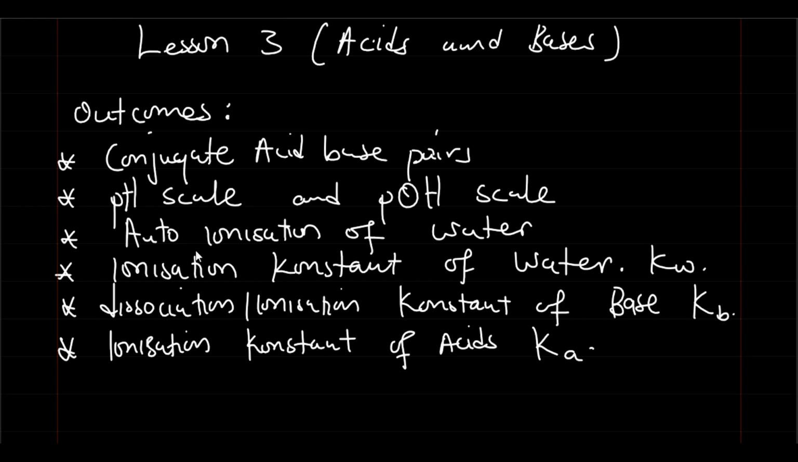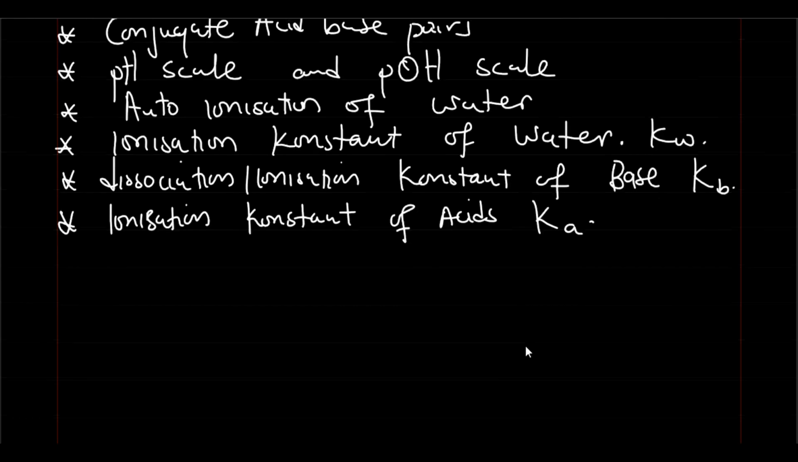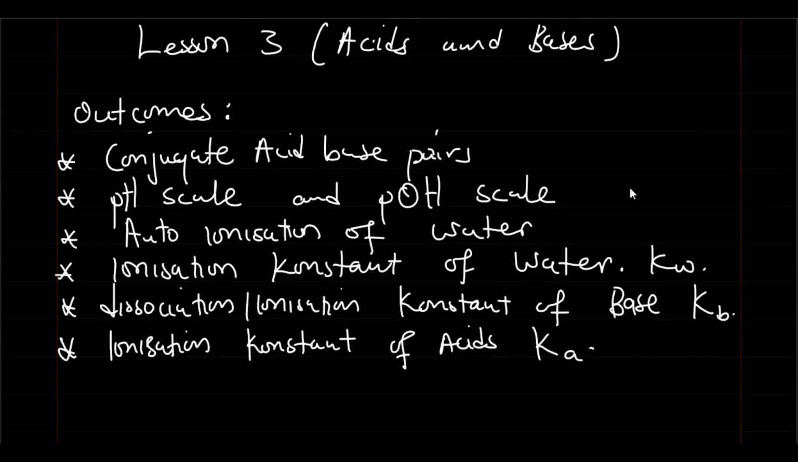Okay, so today's lesson is going to focus on the conjugate acid-base pairs, the pH scale and pOH scale, auto-ionization of water, the ionization constant of water, which is also the equilibrium constant of water, and the dissociation or ionization constant of a base, the Kb, also the equilibrium constant of a base, and the ionization constant of acids, Ka. Okay, so let's start with conjugate acid base pairs.